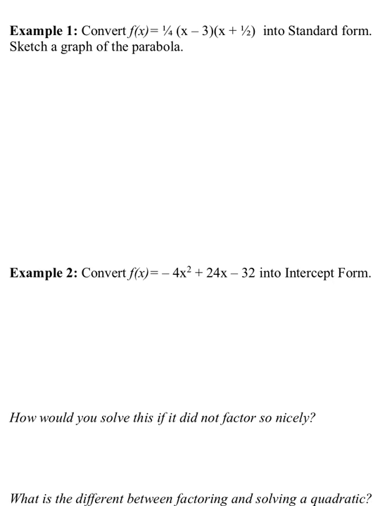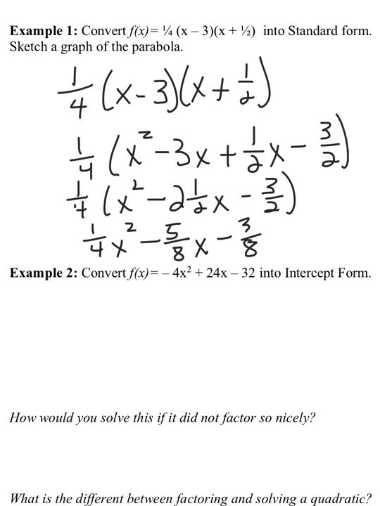In example 1, we're going to convert this quadratic from intercept form into standard form, and then we're going to sketch a graph of the parabola. The first thing we need to do is multiply these two binomials together using FOIL. And since I have a fraction here, I might use the fraction, or I might just use the decimal form of 1/2, which is 0.5. So either one of those I can use when I'm foiling these two binomials together.